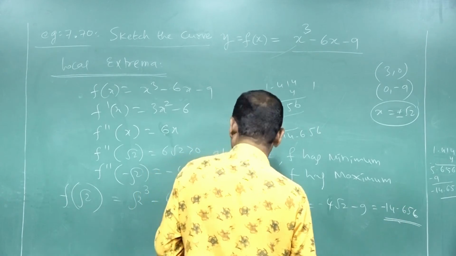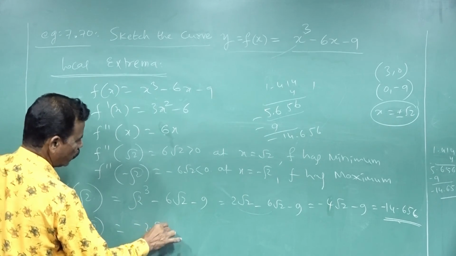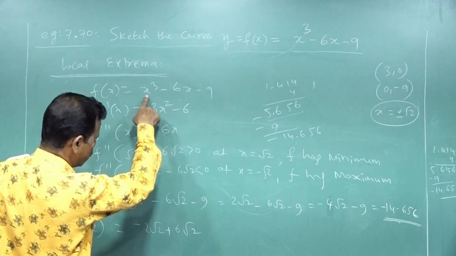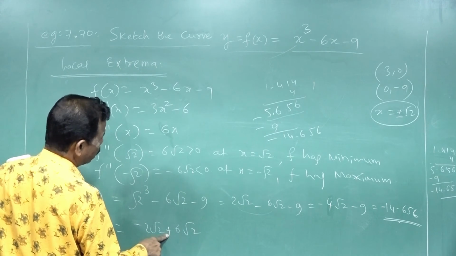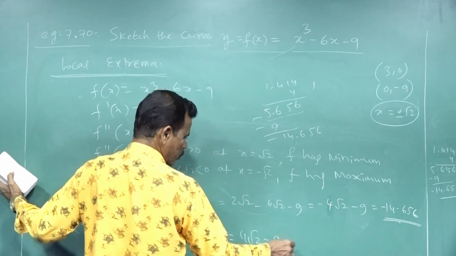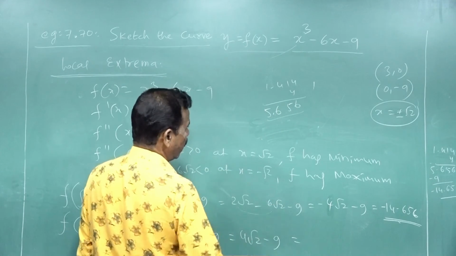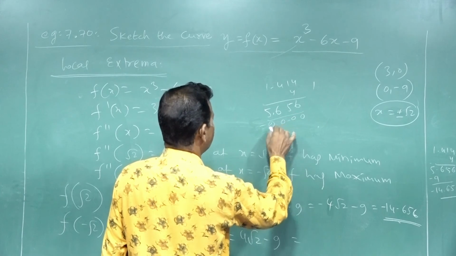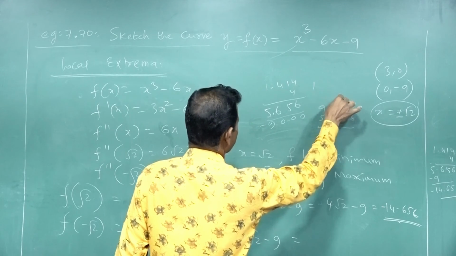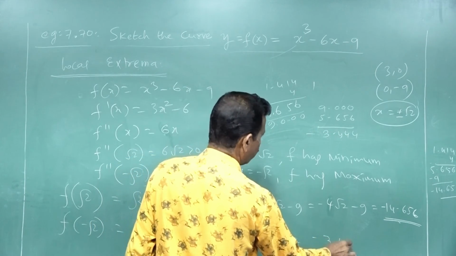Approximately, not accurately. After that, f of minus root 2. Minus root 2 whole cube is minus 2 root 2, plus 6 root 2. Substituting, x cube is minus 2 root 2, and minus times minus plus 6 into root 2, minus 9. So here 4 root 2 minus 9. 4 root 2 value is 5.656, minus 9 gives minus 3.344, something like that.